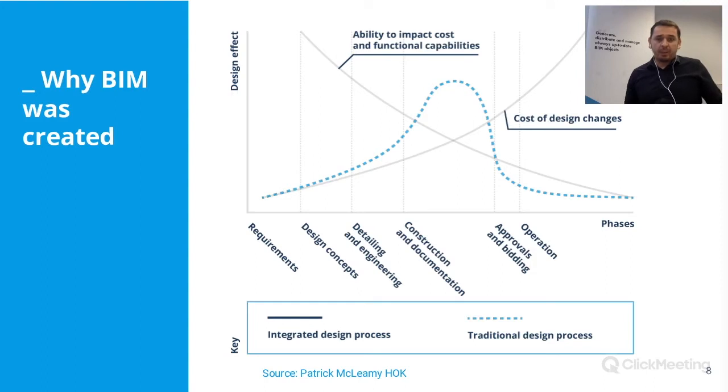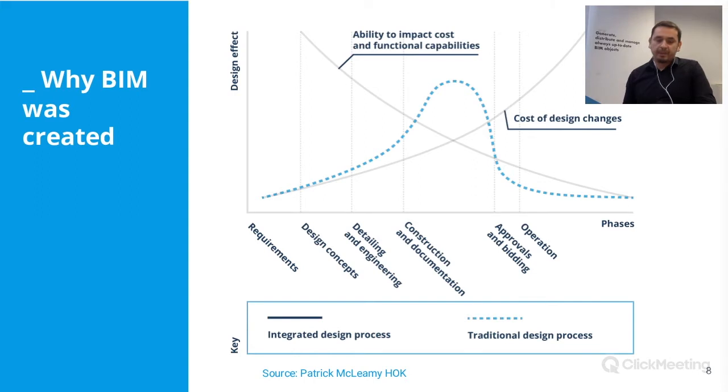So when it comes to BIM history, I would say the father of BIM is Patrick MacLeamy. He's also one of the co-founders of buildingSMART, and he came up with something called the MacLeamy curves. The idea around the MacLeamy curves was focused on several aspects of the construction process.